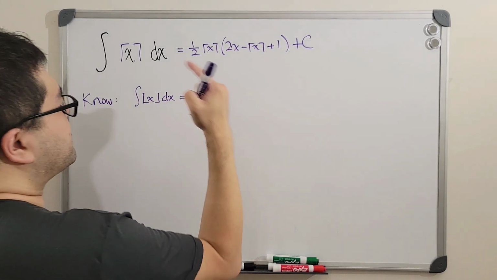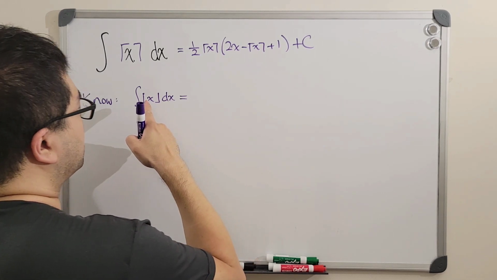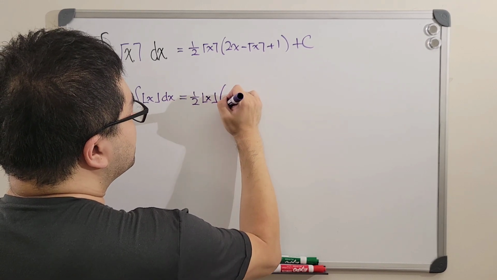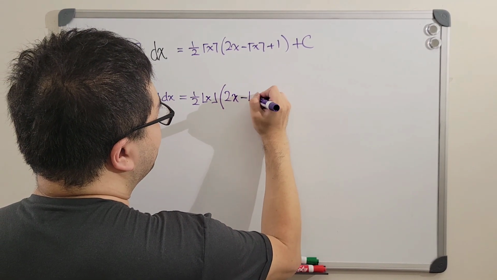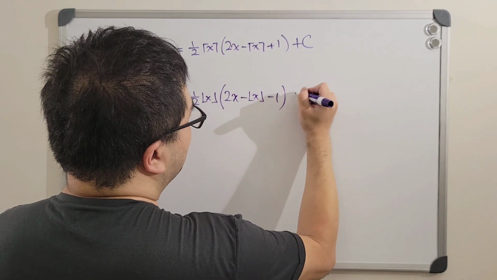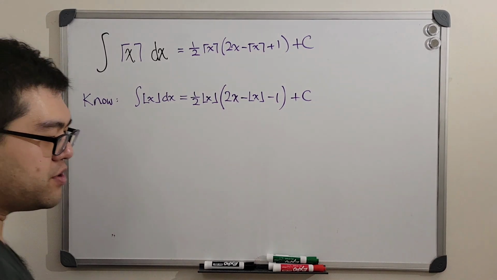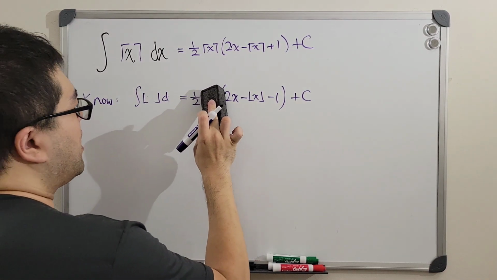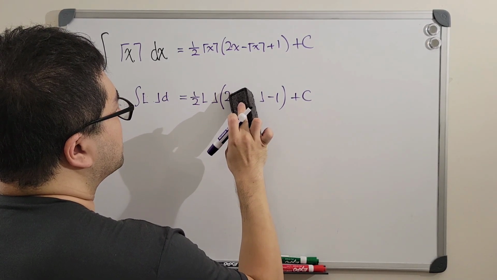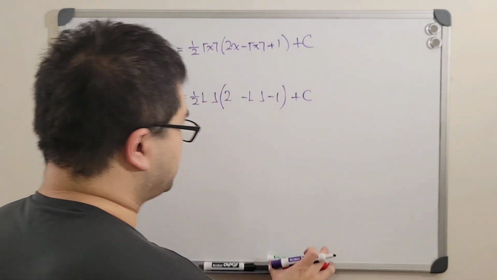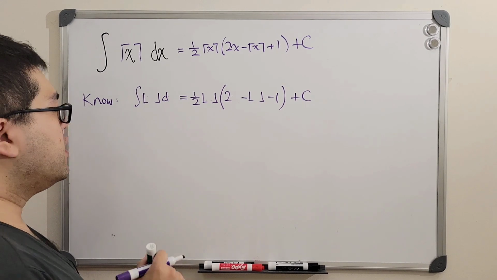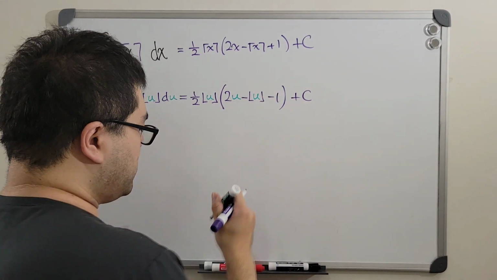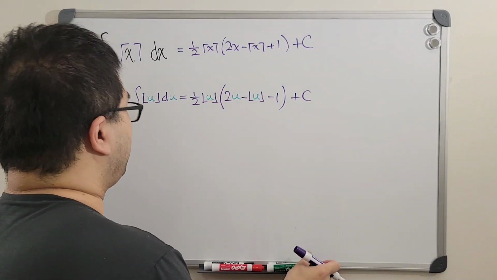Based on the previous video, the antiderivative of the floor function will be 1 half times the floor of x times the quantity 2x minus the floor of x minus 1, and then we have plus c. So now we're going to do a substitution. First, since x could be a dummy variable, let's replace it with some other variable. Again, let's use our most favorite variable, U, right? Everyone loves to use U in calculus. So we can just replace it by U. That's a dummy variable. You can just use a happy face if you want.